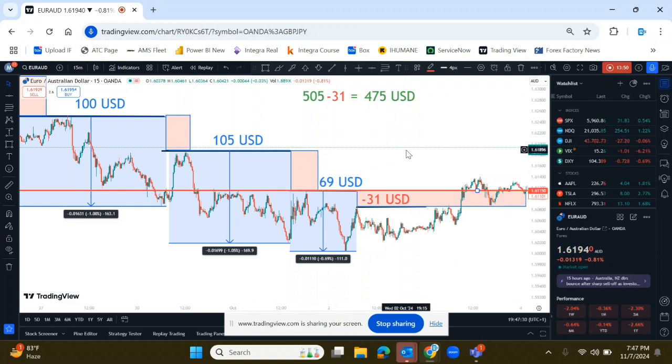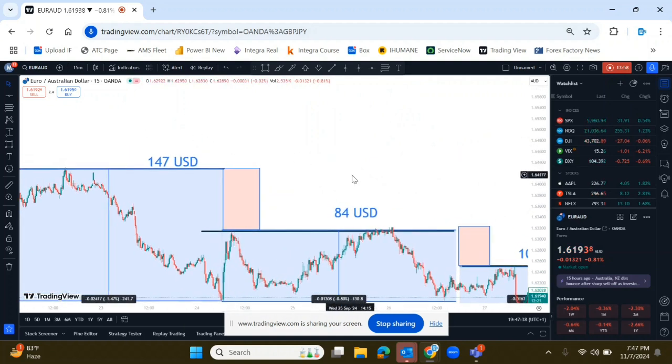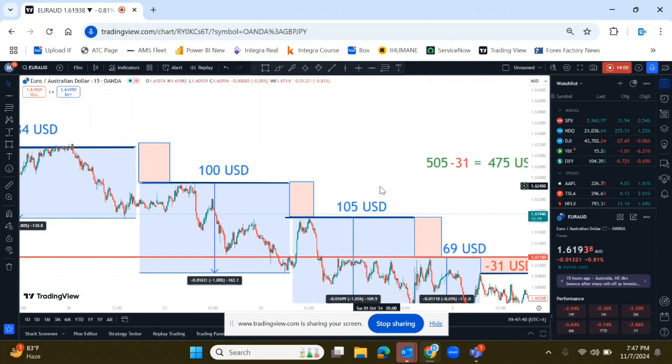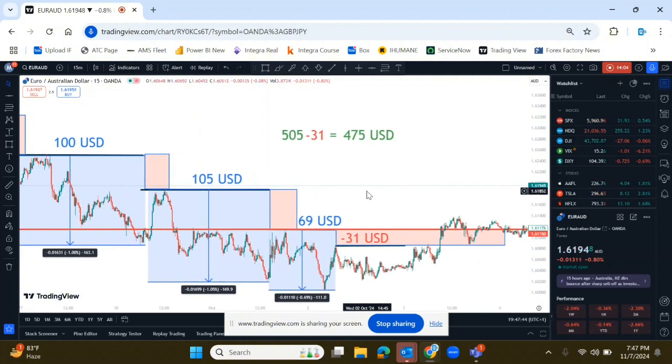Okay, so now let's take the analysis. The total sum of the profits you have been making starting from this point: $147, $84, $100, $105, $69. Then at the end of the day you lost $31. Now if you add all the profits, it's going to amount to $505. Now if you subtract this $31 out of it, then you're going to be left with 475 US dollars.